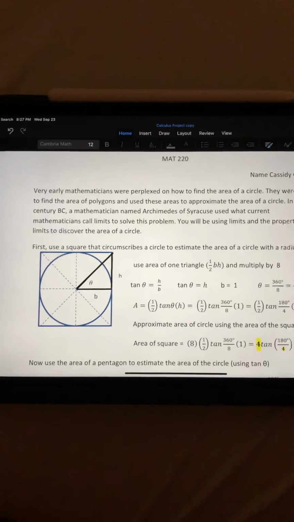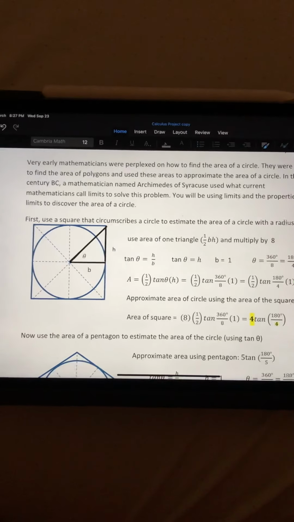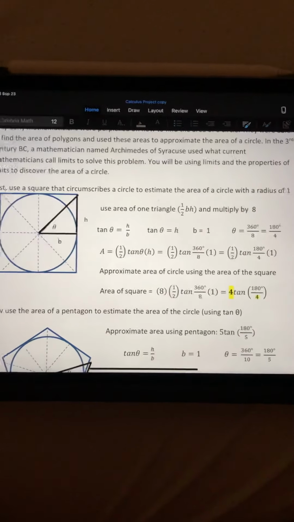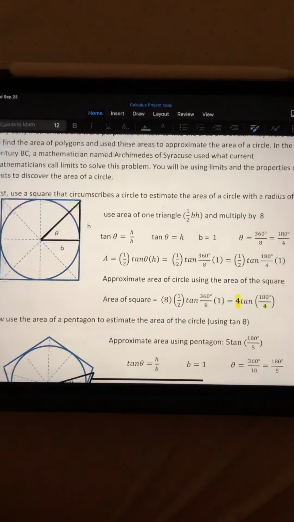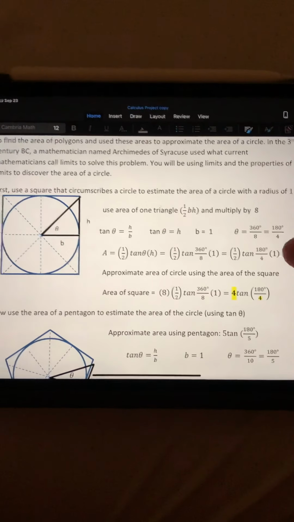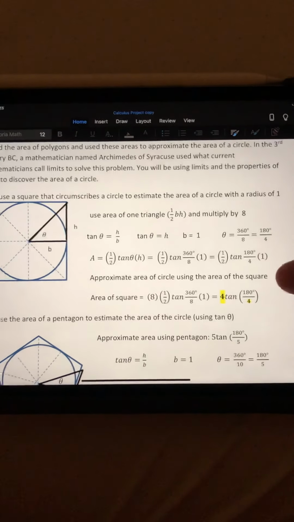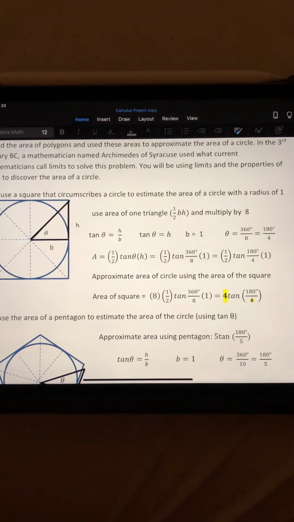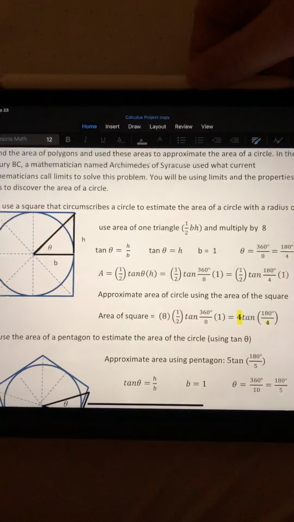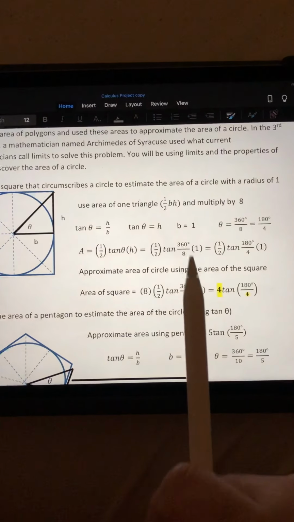Okay, so for this project, we started out by finding the area of polygons that were on the outside of circles. So starting here with the square, we have the area of this triangle, which is 1/2 of base times height. The base is just 1 because it says here that the radius is 1. And then the tangent of theta is the height. So we have 1/2 of the tangent of 360 degrees over 8 times 1, which is the base.